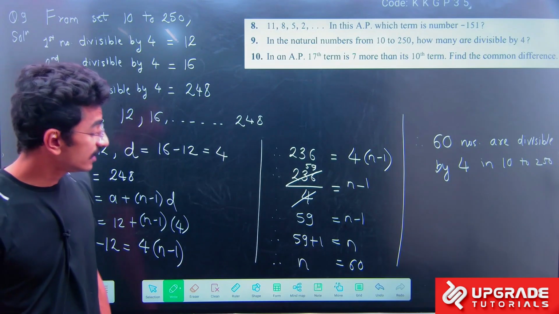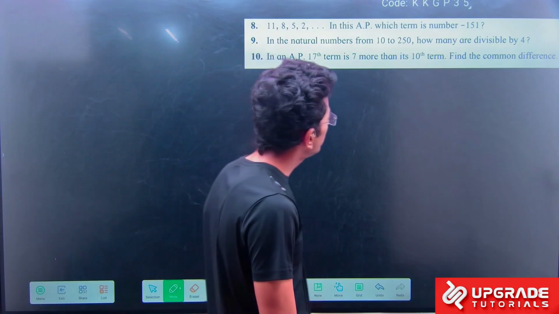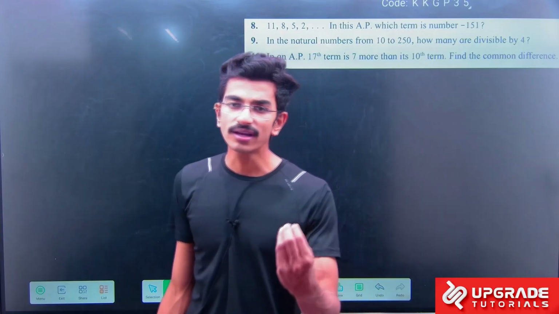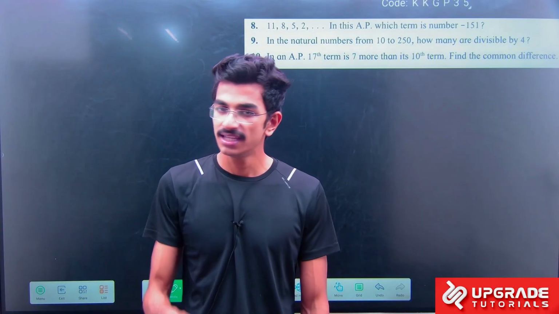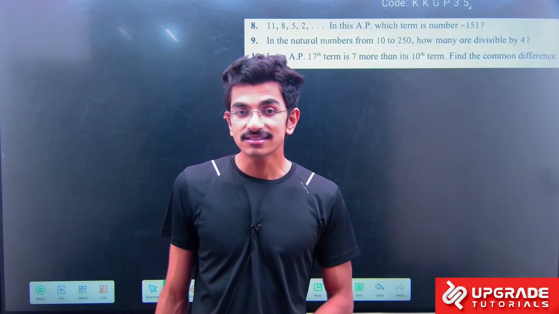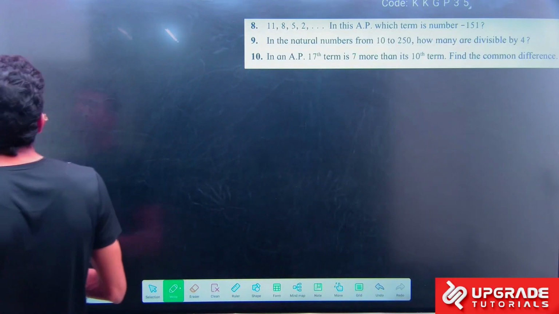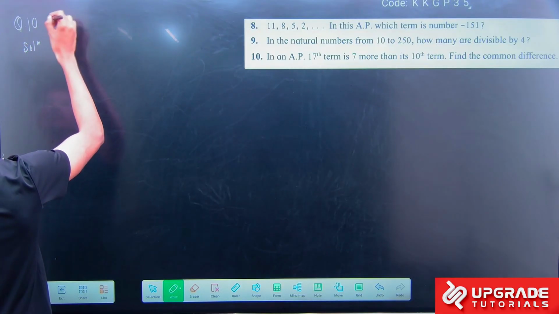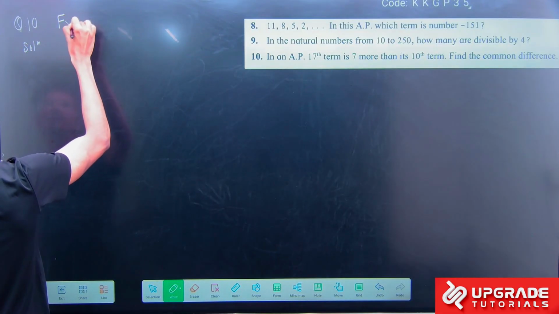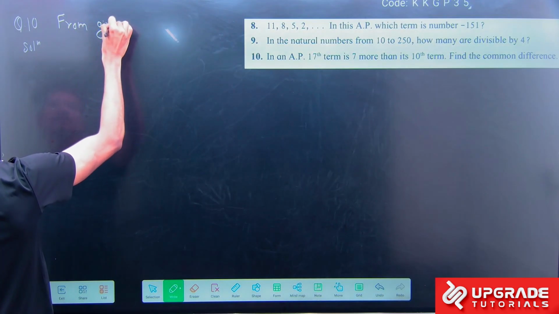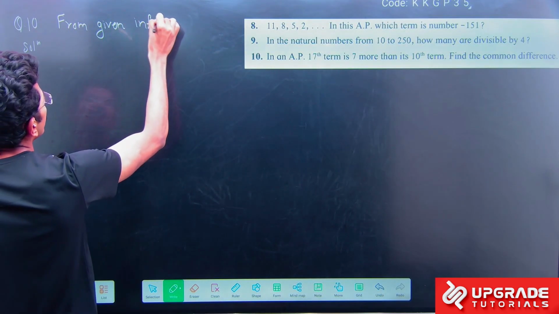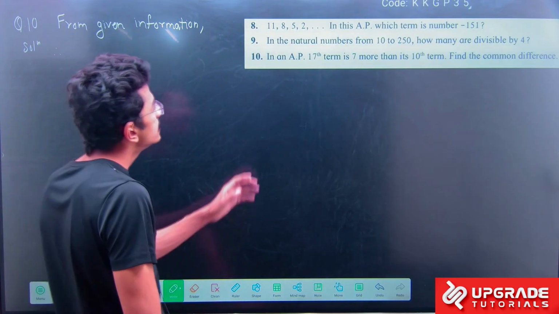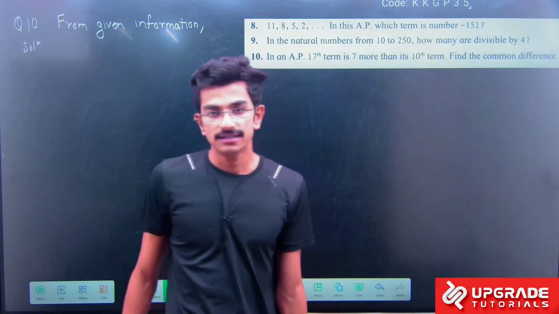10th term, 10th question. In an AP, the 17th term is 7 more than its 10th term. Okay, now you can orally tell me what will be the 17th term? A plus 16d. What will be the 10th term? A plus 9d. Okay, so we will write directly. Question number 10 solution. We'll write from the given information. Therefore the 17th term is 7 more than its 10th term.